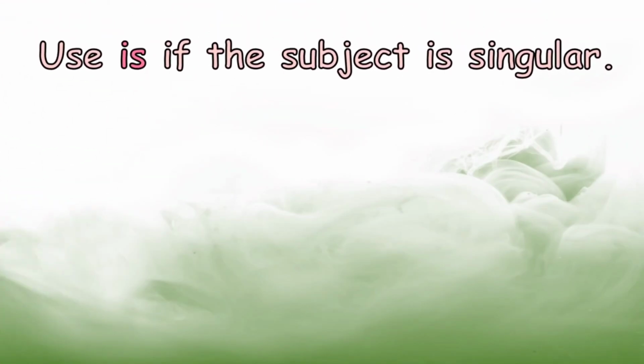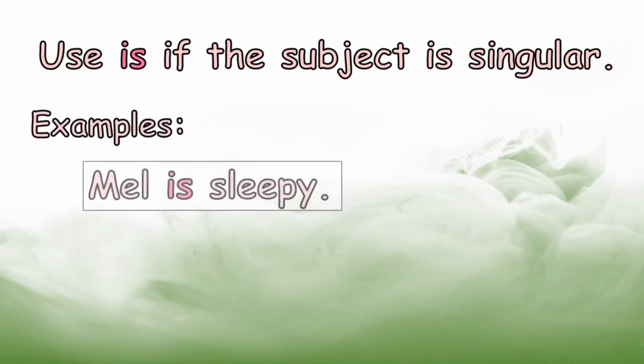Use is if the subject is singular. When we say singular, that is only one. Use is if the subject is singular. Examples: Mel is sleepy. What is the subject in the sentence? Very good. Mel. Mel is singular. Mel is only one. Since our subject is singular, we are going to use the be verb is. Mel is sleepy.